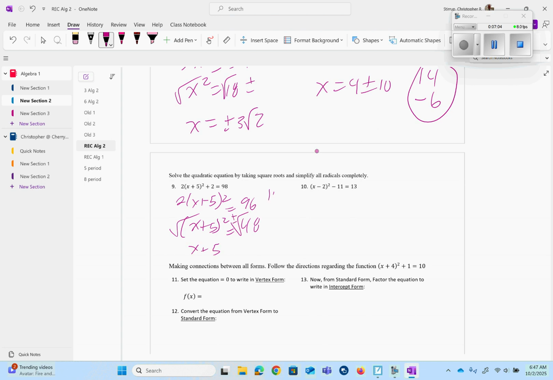48 is going to break down to 16 times 3. So that's going to give me plus or minus 4 root 3. And then subtract 5 from that. So negative 5 plus or minus 4 root 3.